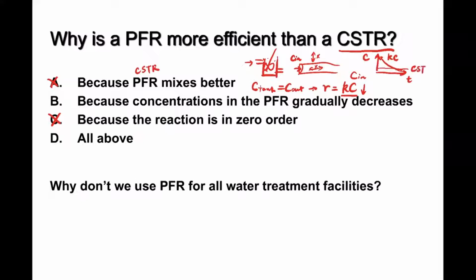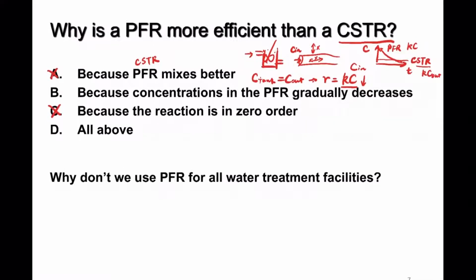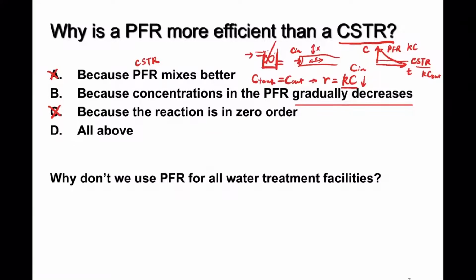Let's say this is CSTR, and this here is PFR. For the CSTR, the reaction rate is always K C out. While for the PFR, the reaction rate is K C, and the C here is going to decrease exponentially. So this is also the reason why we have a better efficiency for the PFR. This is because the concentration gradually decreases. You don't have this sudden decrease that reduces the reaction rate. So this also makes the PFR more efficient.